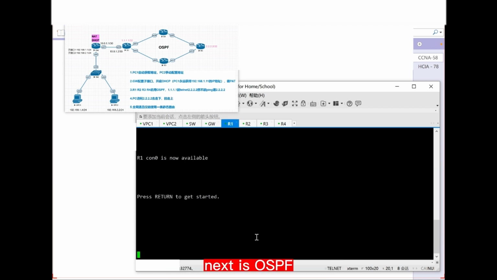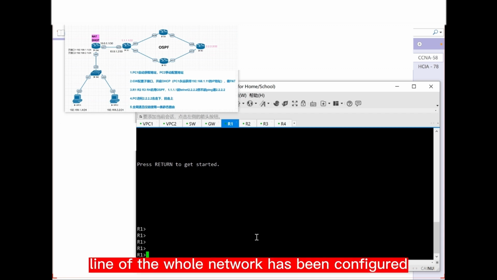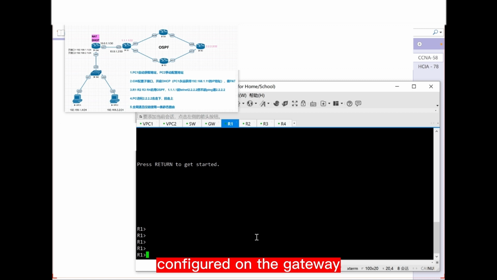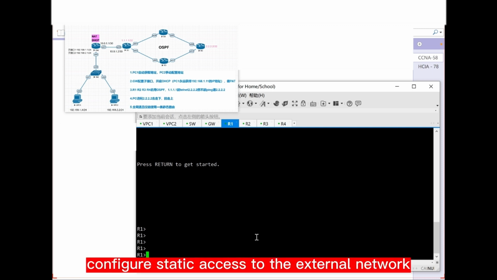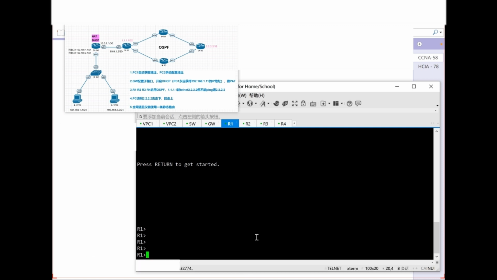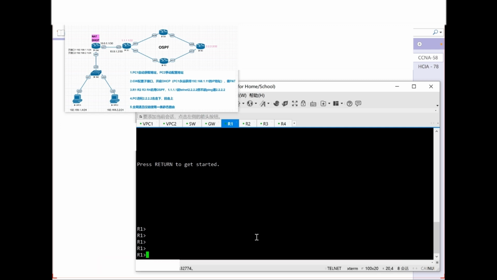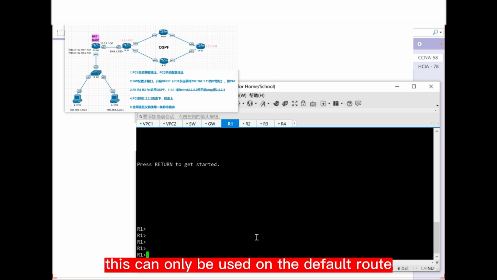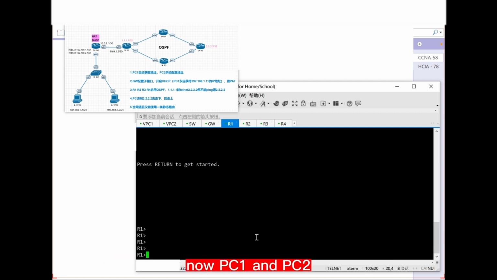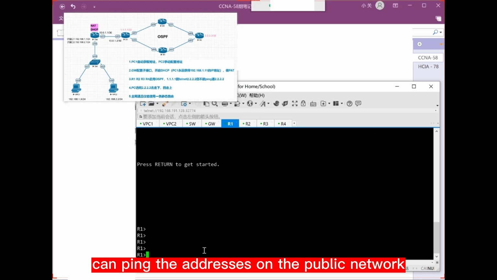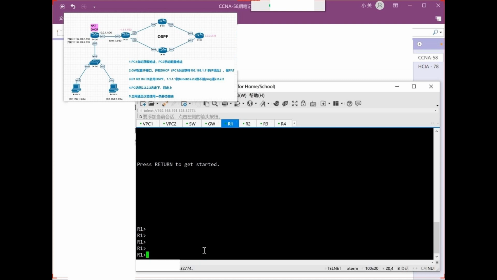Next is OSPF. Now the static routing of the whole network has been configured on the gateway, pointing to a static route out. Therefore, we cannot configure a static route to the external network, and it is impossible to write a static route pointing to the private network. This can only be used on the default route. Now PC1 and PC2 can ping the addresses on the public network. That's like being able to go online.